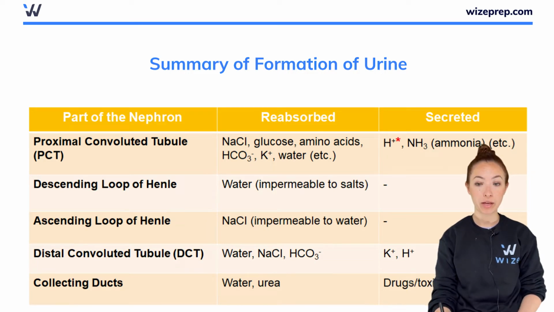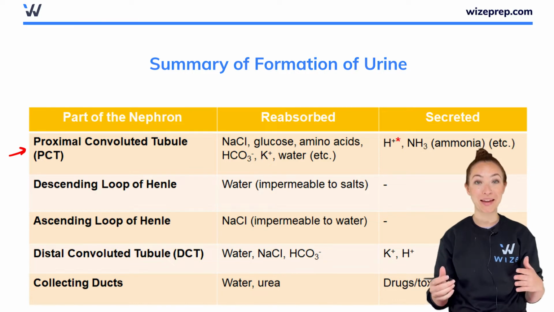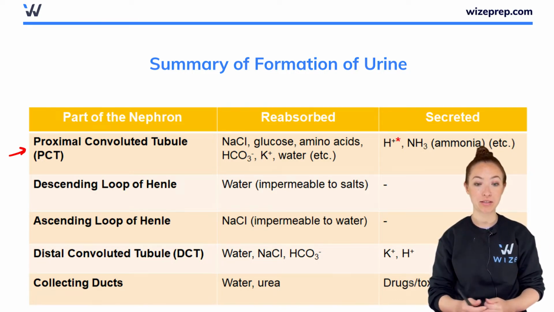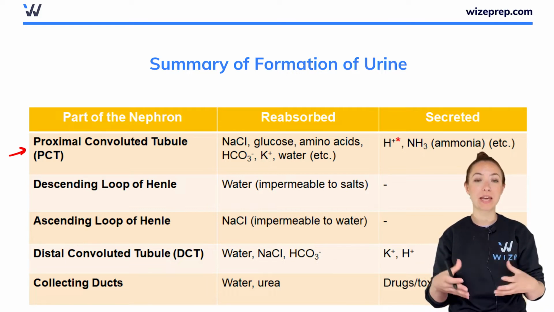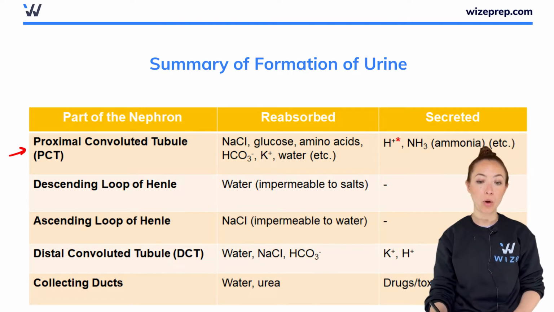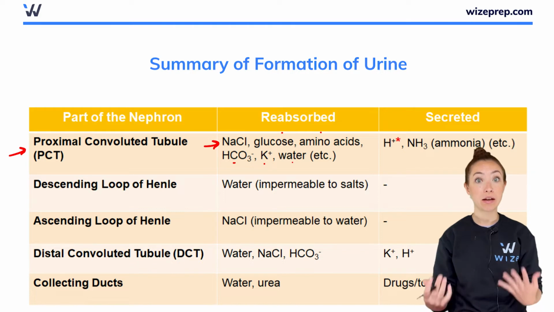So first off, we have the proximal convoluted tubule, or the PCT. We know that that comes first because it's proximal, or closest to the glomerulus, or the Bowman's capsule and the whole apparatus that filters blood. So most reabsorption and secretion is going to happen here. At the PCT, we have lots of sodium chloride being reabsorbed, basically all glucose that gets filtered, amino acids, bicarb, potassium, water, and other things.